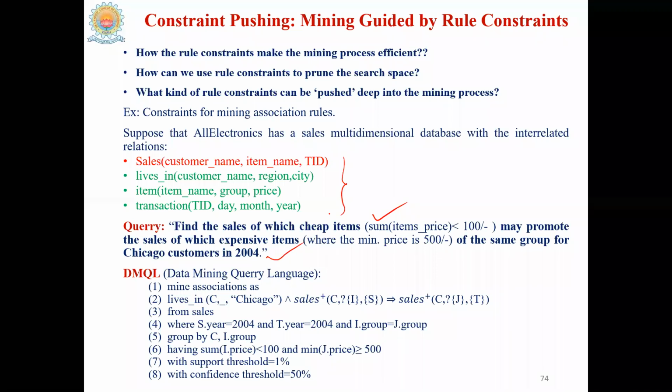And these are the given relational tables: sales, lives in, item, transaction ID. If you consider the lives in table, what is the primary key? Is there any primary key? Otherwise, consider the transaction table. What is the primary key here? I think you are able to follow the class. What is the primary key of this transaction table?